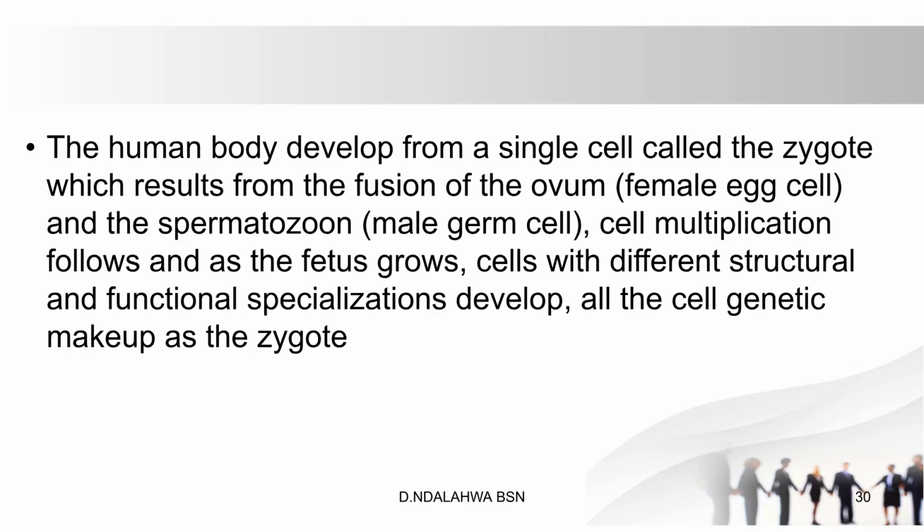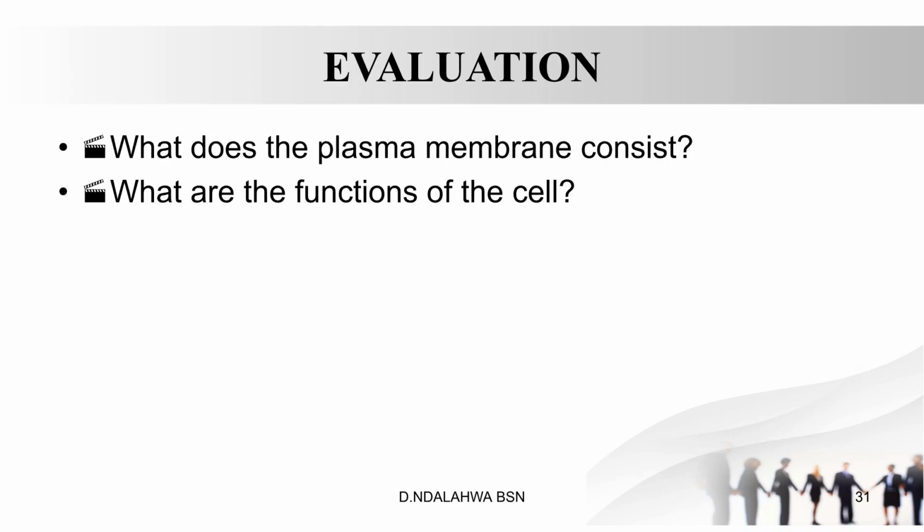Remember that the human body develops from a single zygote, with cell multiplication leading to specialized cells, all sharing the same genetic makeup as the original zygote. For evaluation, consider what the plasma membrane consists of and the main functions of the cell.